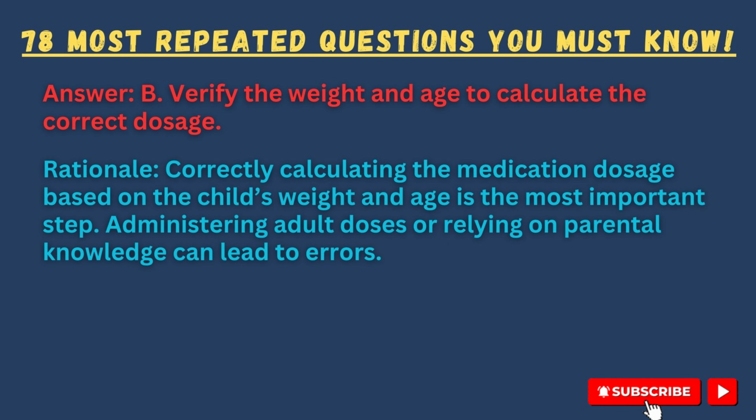Answer. B. Verify the weight and age to calculate the correct dosage. Rationale. Correctly calculating the medication dosage based on the child's weight and age is the most important step. Administering adult doses or relying on parental knowledge can lead to errors.